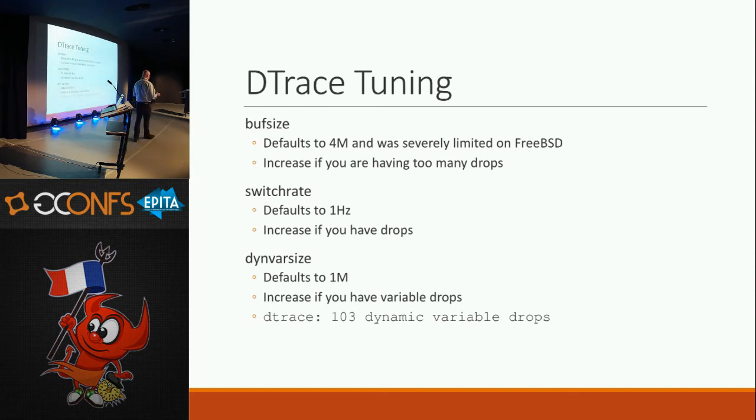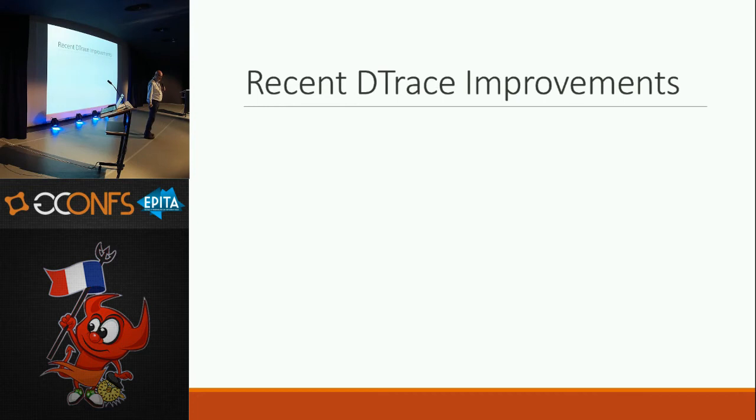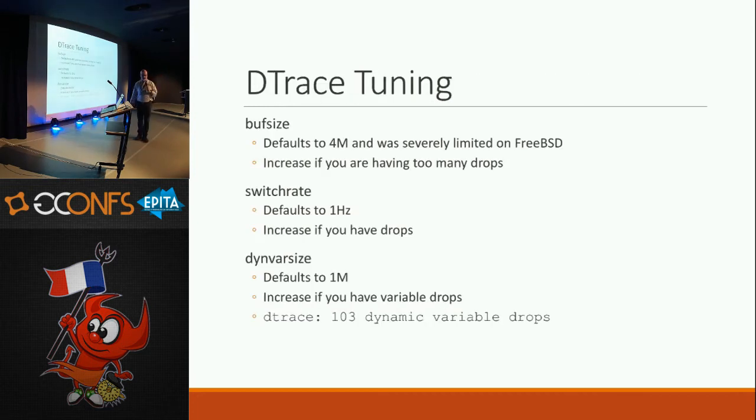Now, okay, so now you might say, well, it is 2017. Why don't we just make all of those bigger? Well, it turns out that DTrace, especially DTrace on FreeBSD, runs on a wide variety of platforms. In fact, it runs on some embedded platforms as well as servers. So we can't have a one-size-fits-all. We actually do need tuning for them.